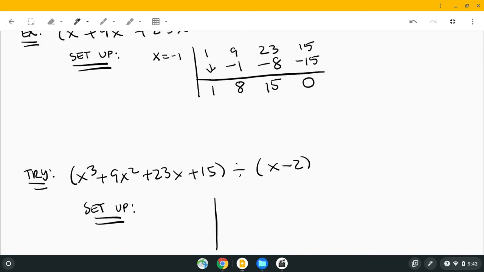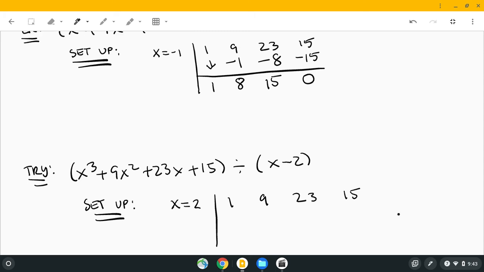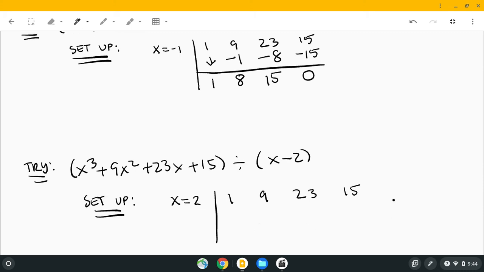Okay, so to set it up, we want the solution to this binomial, so x equals +2. And then you put all the coefficients of this longer polynomial over here. Okay, so it's 1, 9, 23, 15. Okay, all right, go ahead and hit the pause button and see if you can figure this one out. And then we'll compare your answer to mine.